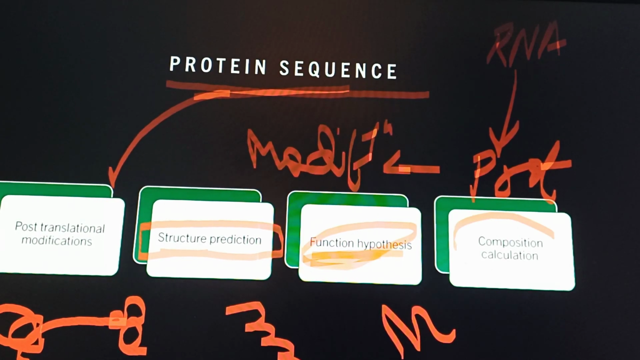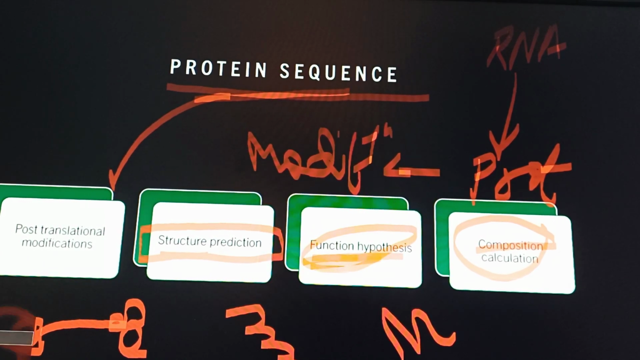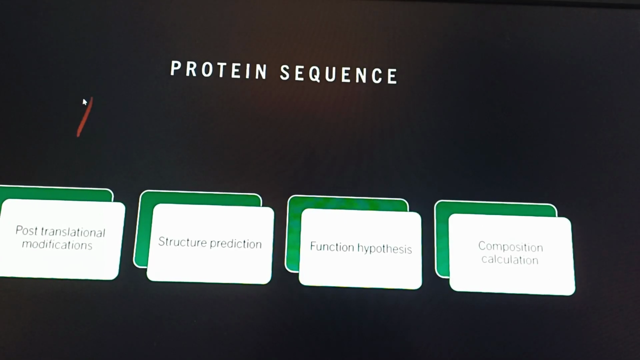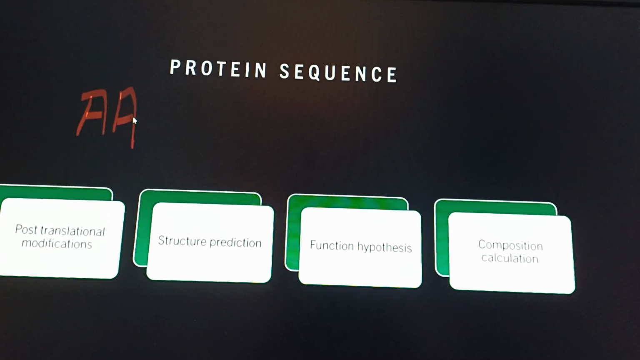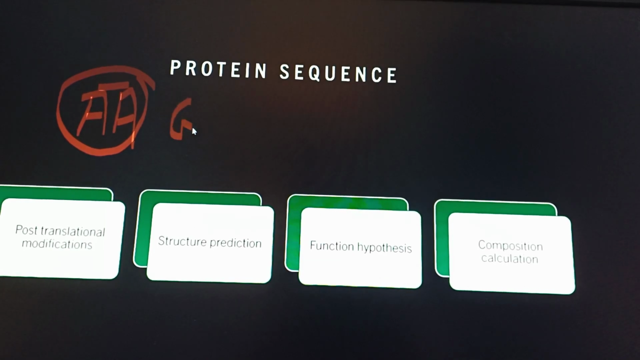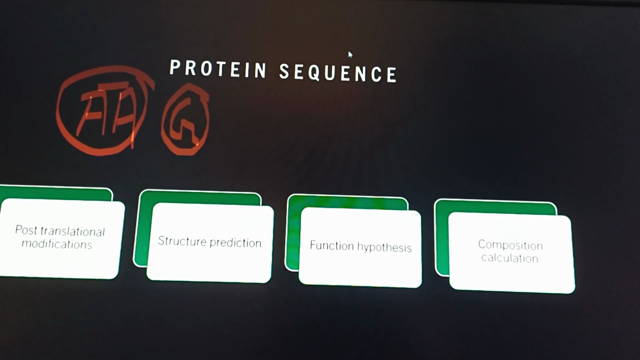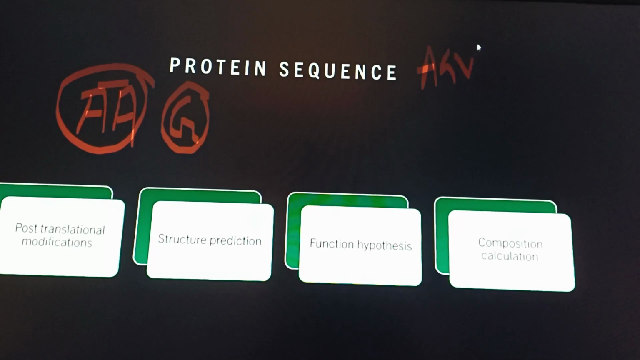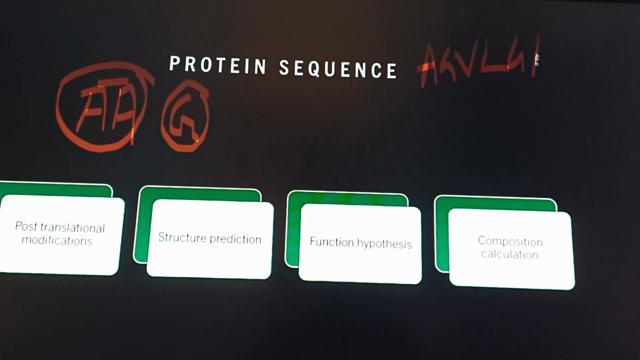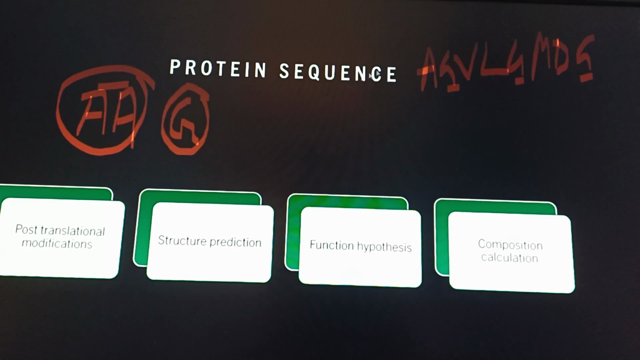We can calculate the composition also. When I'm talking about calculating the composition, we are basically talking about calculating the composition of a particular amino acid. Say suppose I want to know how much glycine is present in that particular protein sequence. We are given a very long sequence of A, G, V, L, G, M, D. So this kind of sequence we are given, and we want to calculate the G, that is the amount of glycine present in that particular sequence.